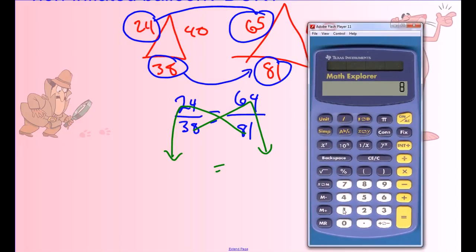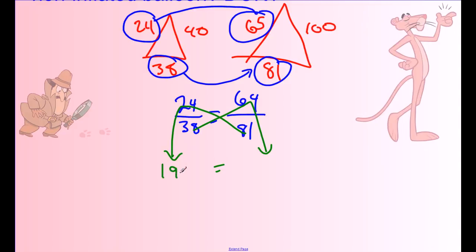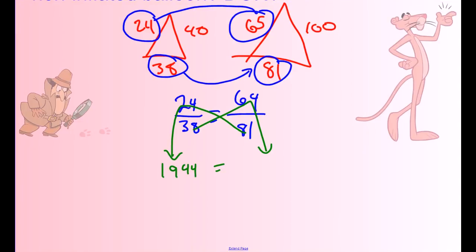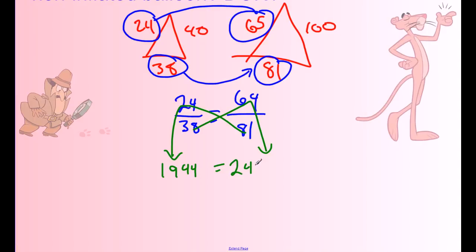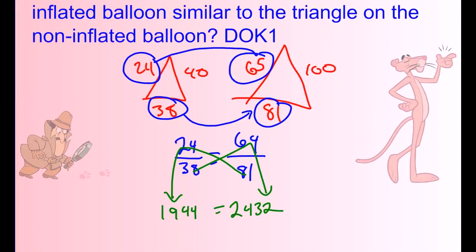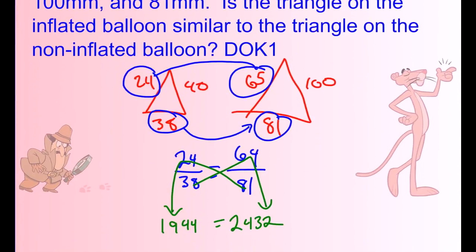So we're going to take 81 times 24 equals 1,944. On the other side, we take 38 times 64 equals 2,432. So the answer here is, in this case, no. Those 2 triangles may not be exactly in proportion. They would not be similar. Maybe one part of the balloon inflated more than another part of the balloon, or something along those measures. So those triangles are not similar.